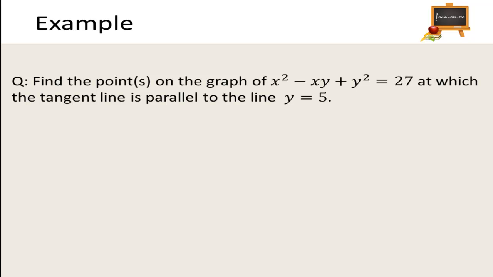Let us see the bigger picture, where we focus on the main purpose of the question, that is finding points on the curve of the equation with a certain property. To get these points, we need to dive into the details of the question. Since the tangent lines are parallel to the line y equals 5, the slopes are equal. This is the key detail and the starting point in solving the problem.